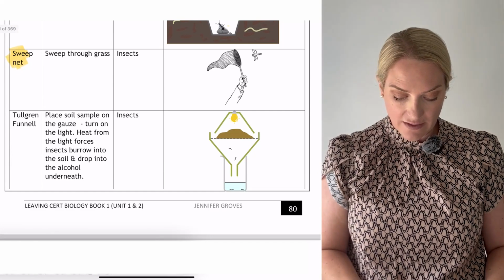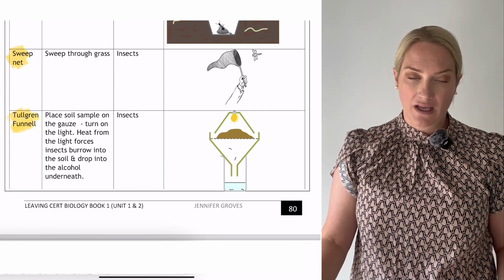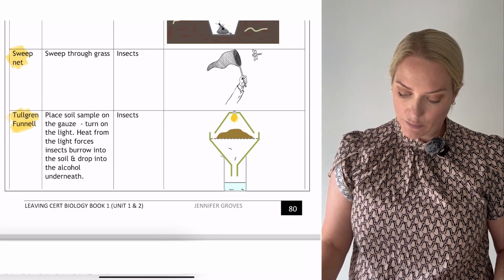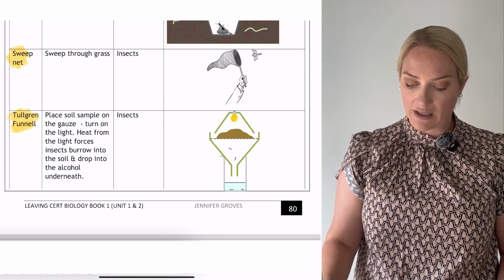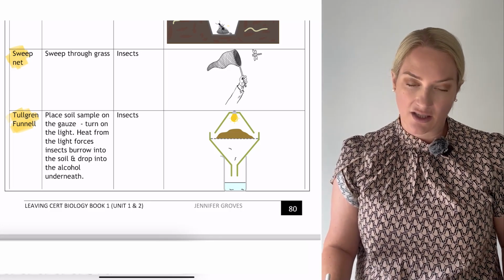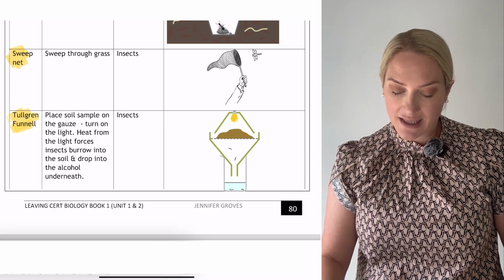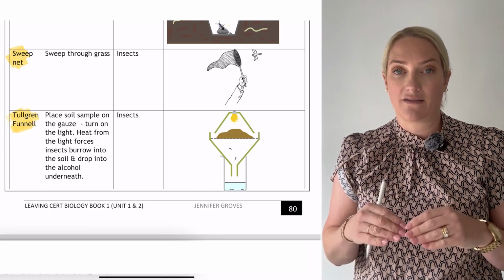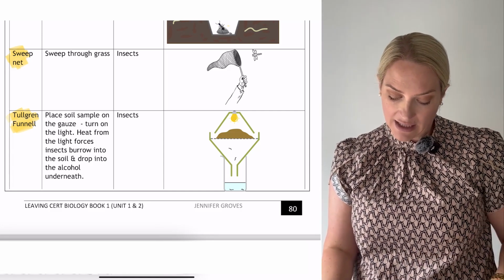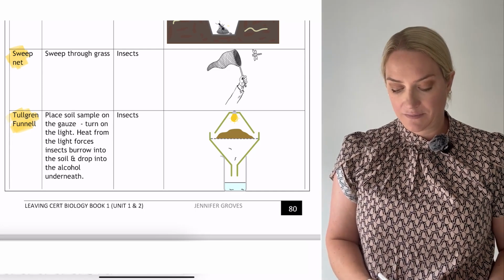Now, a Tullgren funnel as well is another. With a Tullgren funnel, you're going to collect a sample of soil, and you may bring that sample of soil back to the lab. And here we have our Tullgren funnel set up, or you may have one slightly different from this. So you put your soil contents inside here and you turn on the light source. What will happen is if there are any insects buried in the soil, they will bury themselves away from the light source. And here you'd have a gauze area, they'll fall down into the alcohol underneath, and you're able to identify the organisms.